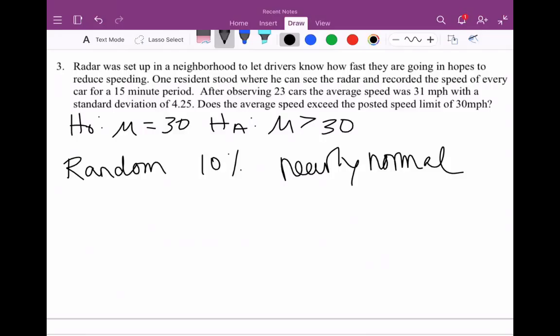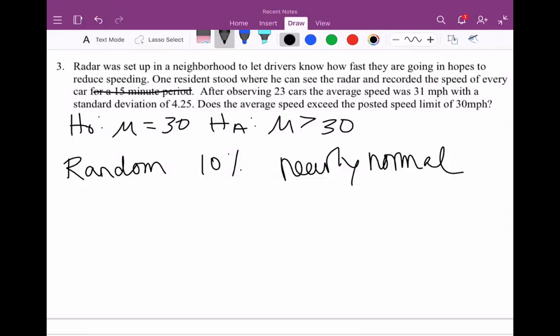Once we check our assumptions and conditions, we then do the mechanics. So again, you're going to type this information on your calculator. We don't need the 15-minute period; that's just excess data. But when you go to your calculator and do a t-test, n is 23, your mean is 31, your standard deviation is 4.25, and the null hypothesis is 30. You would type everything in after you click statistics, not data.